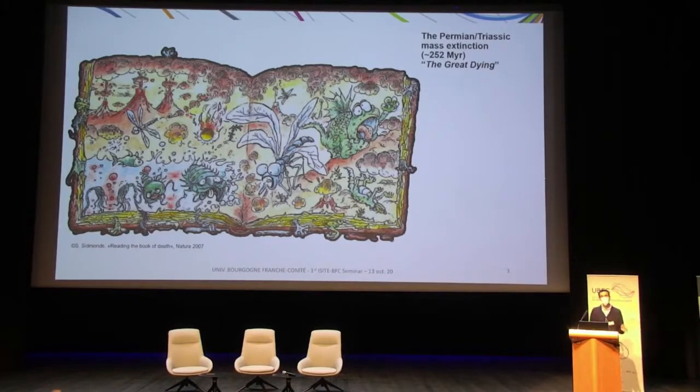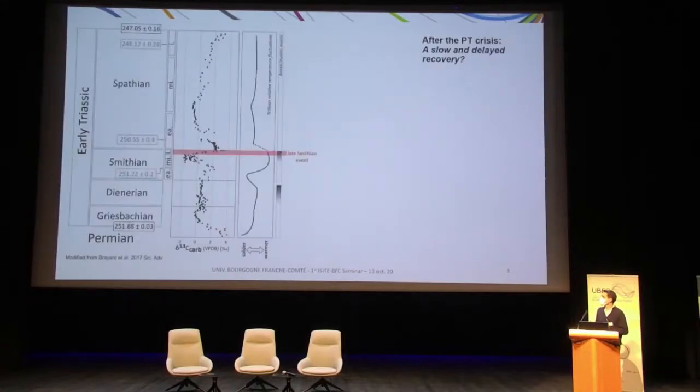It is only recently, during the last two decades, that investigations have been done to try to understand how life recovered after this mass extinction during the Early Triassic. The main model was that the recovery was slow and delayed due to the magnitude of this extinction. But we'll see that it is not so simple. Let's have a look at the Early Triassic.